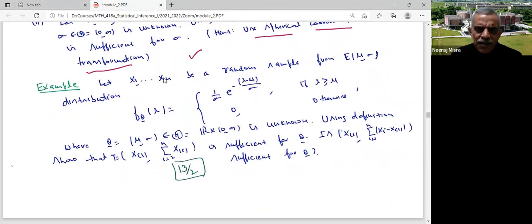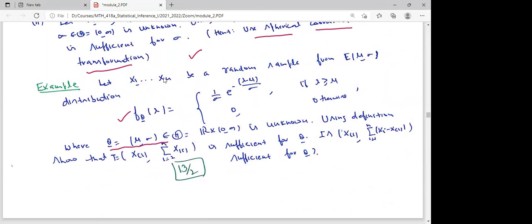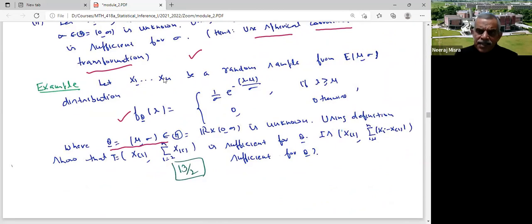Let us consider another example. Suppose you have x1, x2, ..., xn, a random sample from exponential mu, sigma. So this is the density. My theta is (mu, sigma). Both are unknown. Using the definition, show that x(1) and summation xi is sufficient for theta. Is x(1) and summation xi minus x(1) sufficient for theta?